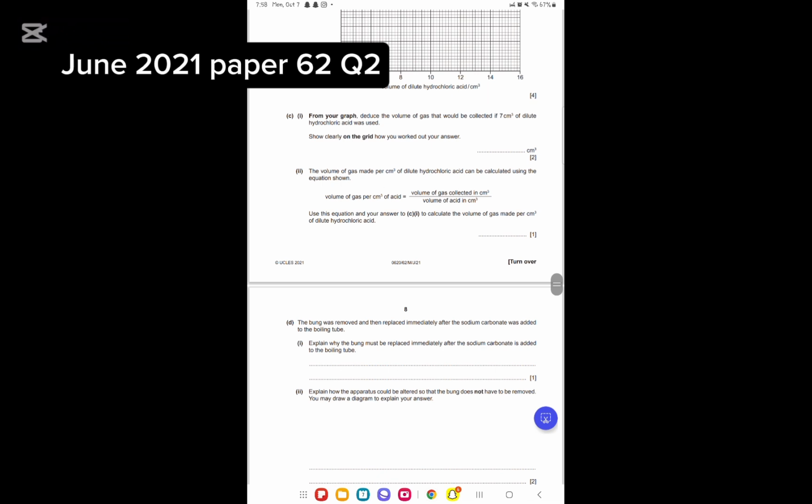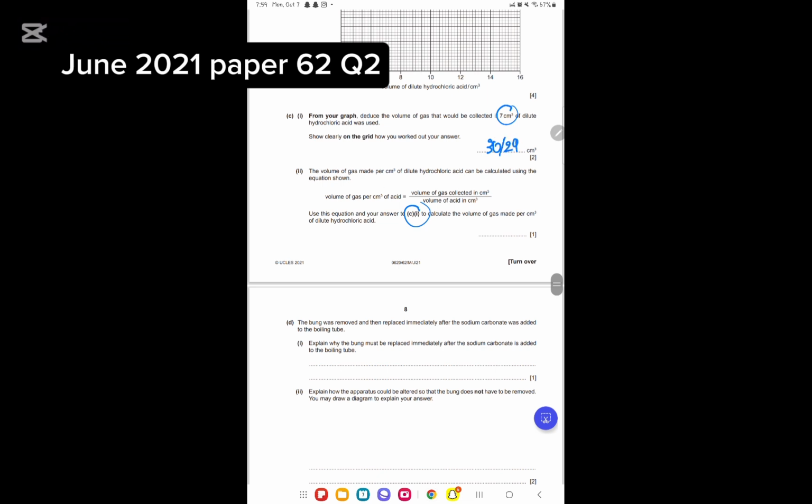Volume of gas per cm³ of acid is equal to volume of gas collected in cm³ over volume of acid in cm³. So use the equation and your answer to part C I. Calculate the volume of gas per cm³. So we know that in 7 cm³, we got 30 or 29 cm³.